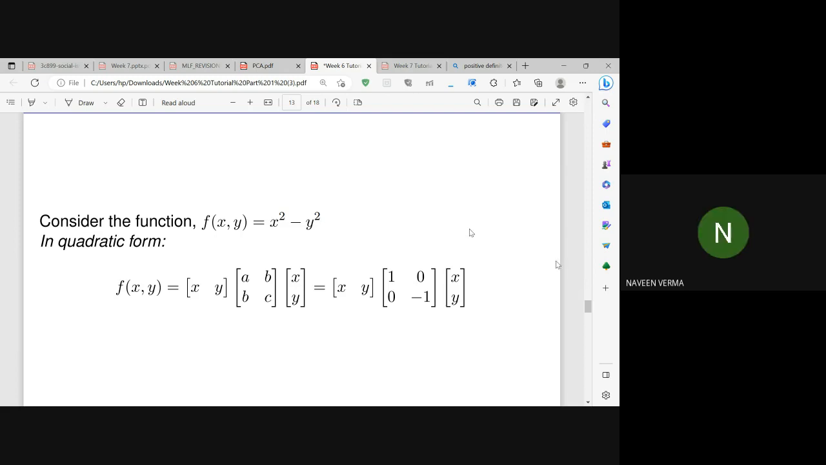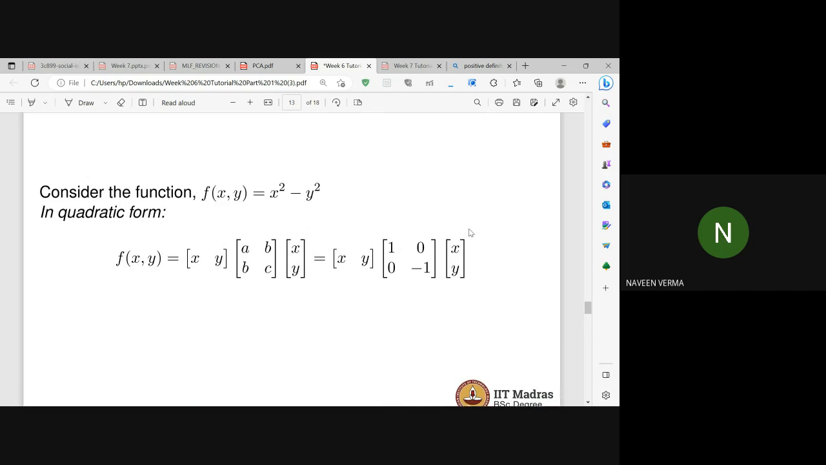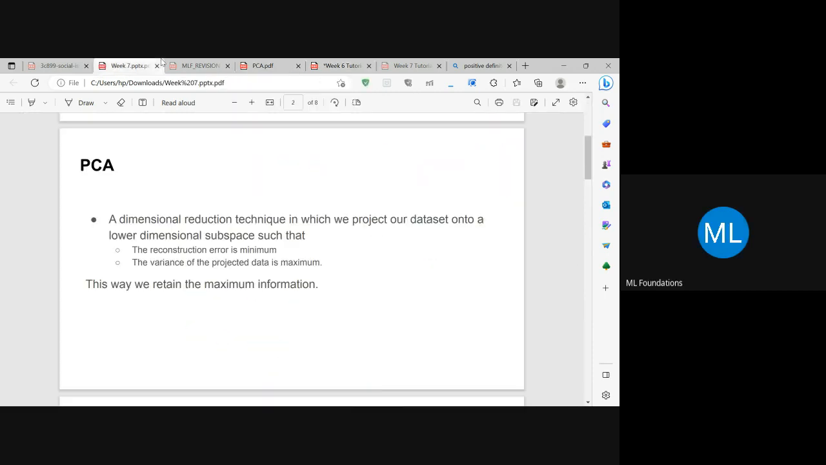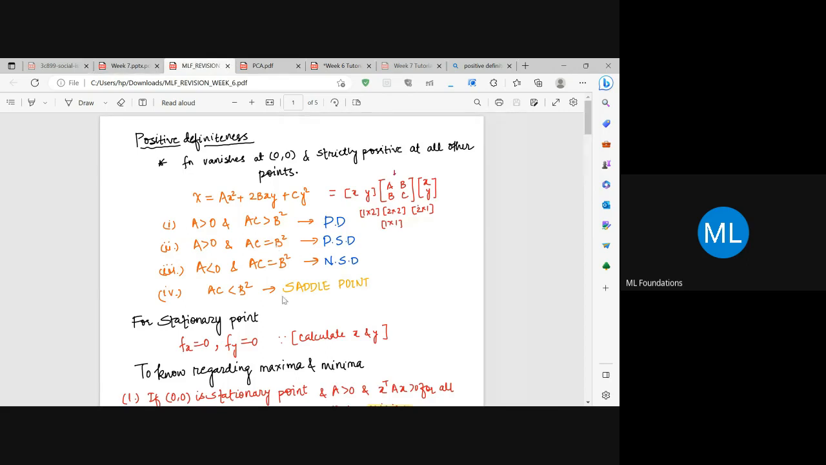Sir, from the first 4 weeks, how much will we be getting? From the first 4 weeks there won't be any questions. There can be questions to solve like maybe eigenvalues and eigenvectors, but those come in weeks 7, 6, 5, everywhere. So week 7 I will not be discussing.